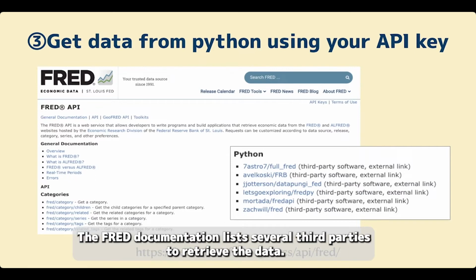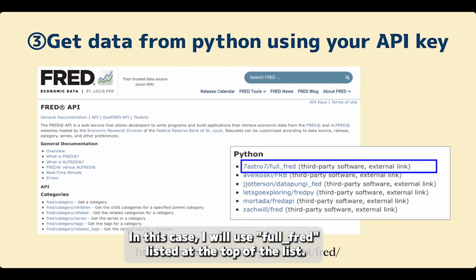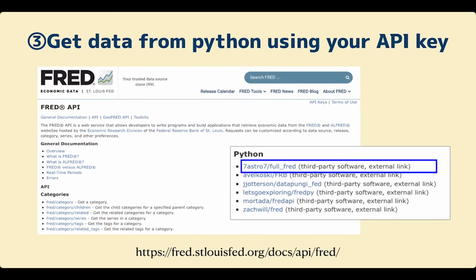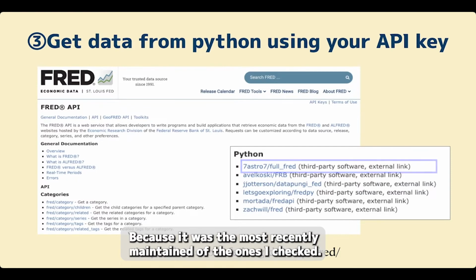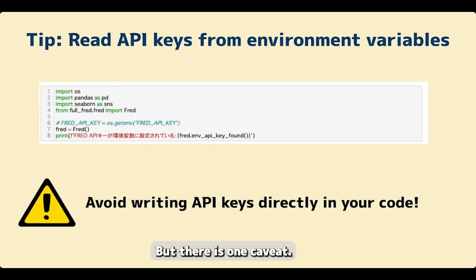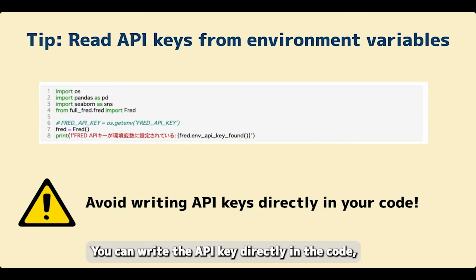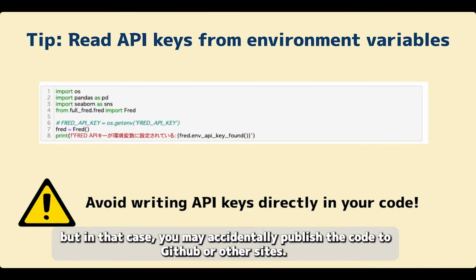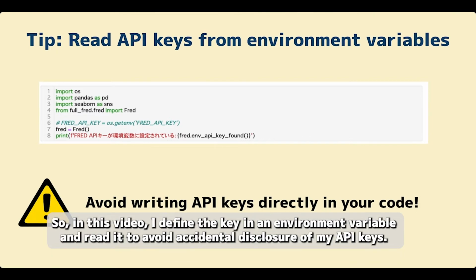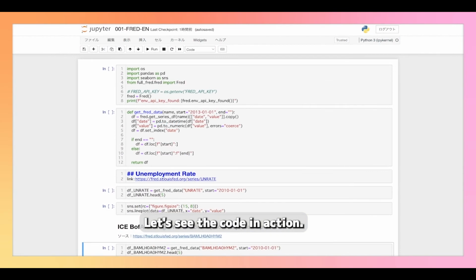The FRED documentation lists several third-party libraries to retrieve data. In this video, I will use fredapi, listed at the top of the list, because it was the most recently maintained of the ones I checked. But there is one caveat. Be very careful to manage your API key. You can write the API key directly in the code, but in this case, you may accidentally publish the code to GitHub or another site. So in this video, I defined the key in an environment variable to avoid accidental disclosure of my API key. So let's see the code in action.